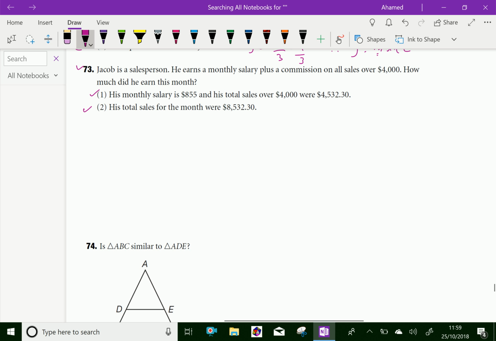Statement 2: his total sales for the month is $8,532.30. This also is not enough to find his total monthly earnings, because here also the percentage of commission is not given. So both statements together are not enough to solve this problem. So it is option E.